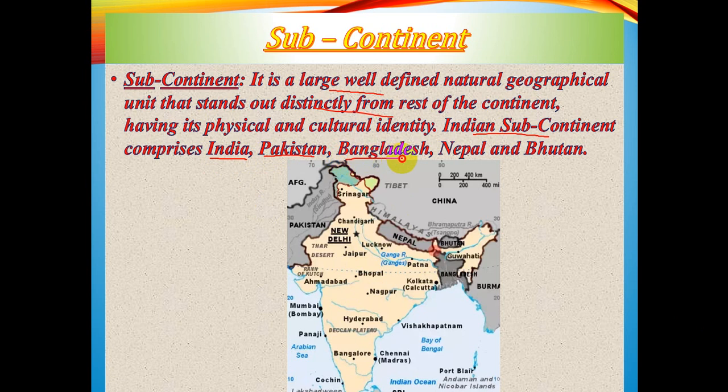And what are the other countries? Pakistan, Bangladesh, Nepal and Bhutan. They have a common land frontier, and their physical features and cultural features are more or less the same, and they stand differently from the rest of Asia. So this entire large natural geographical unit of land is termed as subcontinent.